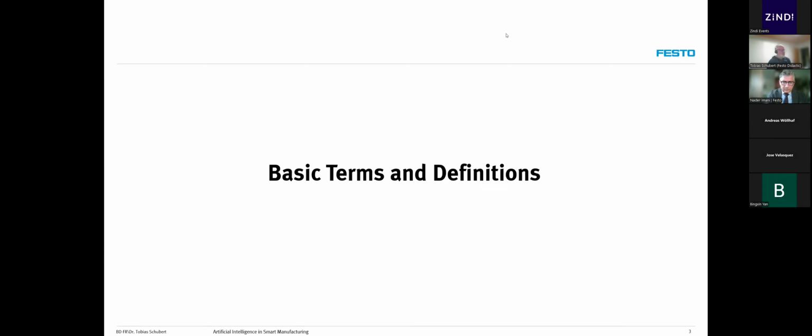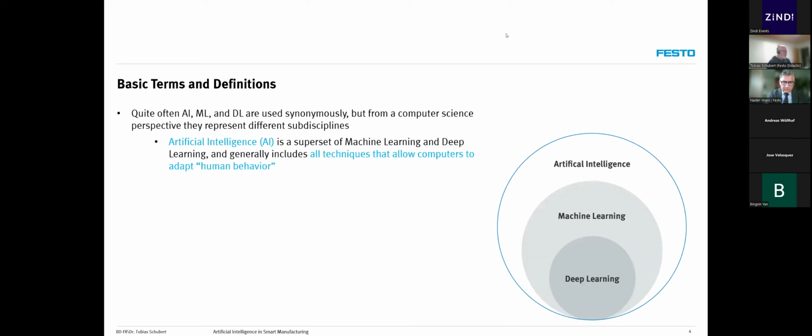So, basic terms and definitions. Quite often, at least in newspapers, for a lot of people, journalists and so on, AI and machine learning is completely the same. But from a computer science perspective, they are completely different subdisciplines. If we talk as computer scientists about artificial intelligence, we really mean all techniques that allow computers to somehow adapt human behavior. That's one definition. But artificial intelligence also includes knowledge representation, and the entire game theory is also part of artificial intelligence. So it's really a huge domain where computer scientists do a lot of research.